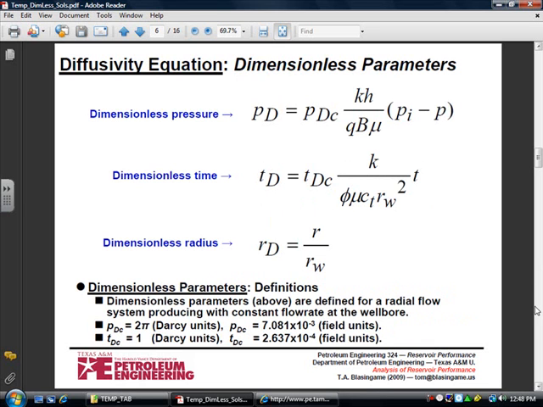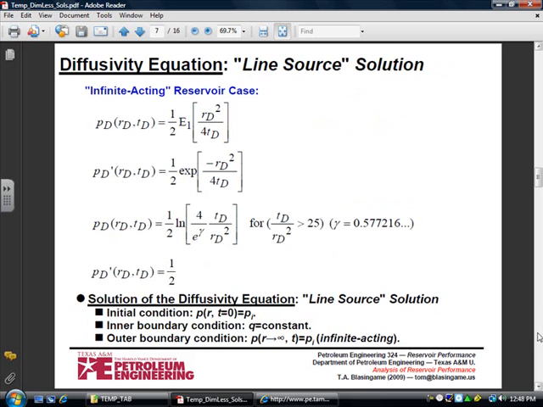And here is the definition of the dimensionless pressure. We obtained this again using Darcy's law and using the inner and outer boundary conditions and also the initial condition. And we obtained the dimensionless time and the dimensionless radius by intuition. If you solve it, and then assume a line source, then this will be your solution. The solution in terms of dimensionless radius and time is given in terms of the exponential integral function. And this is the derivative of it.